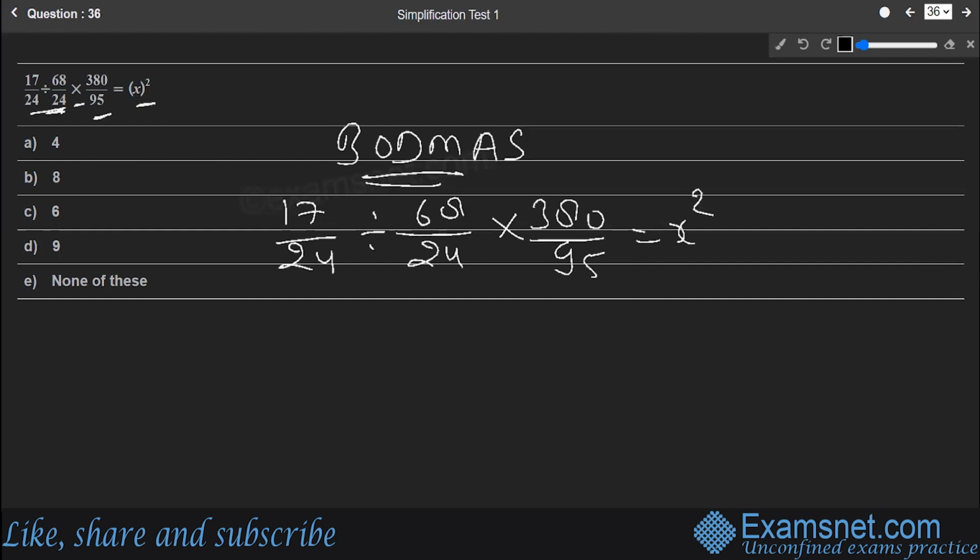So first of all, we are supposed to divide first. If you divide this one, then this particular second term can be taken a multiplicative inverse of, can be inverted, and the sign will be changed to multiply.